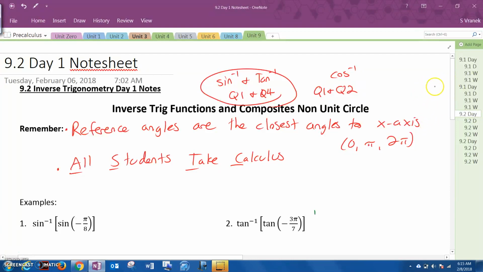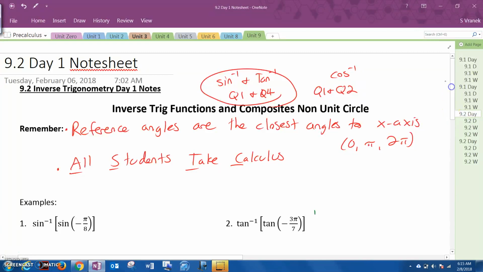Also remember that reference angles are the closest angles to the x-axis. So you're measuring to either 0, pi, or 2 pi. And remember your quadrants, all students take calculus. So here's what I'm going to do. You can pause the screen if you need to write all this down, and then unpause and keep going.